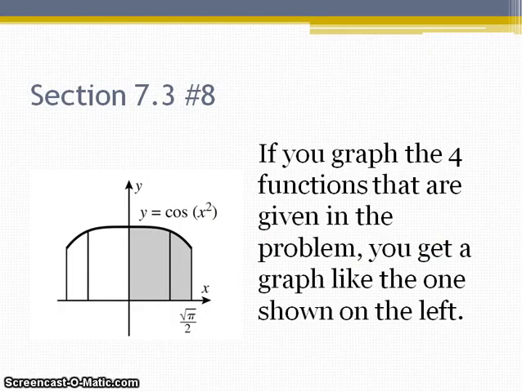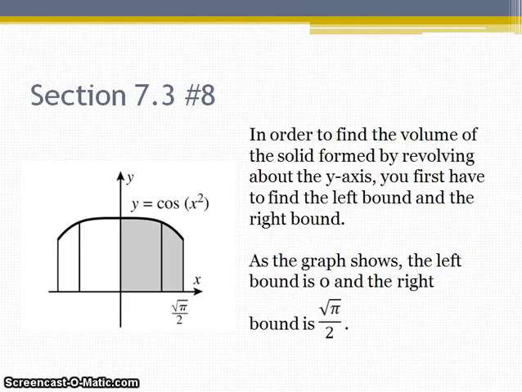If you graph the four functions that are given in the problem, you get a graph like the one shown on the left. In order to find the volume of the solid formed by revolving the graph about the y-axis, you first have to find the left bound and the right bound. As the graph shows, the left bound is 0, and the right bound is square root of pi over 2.